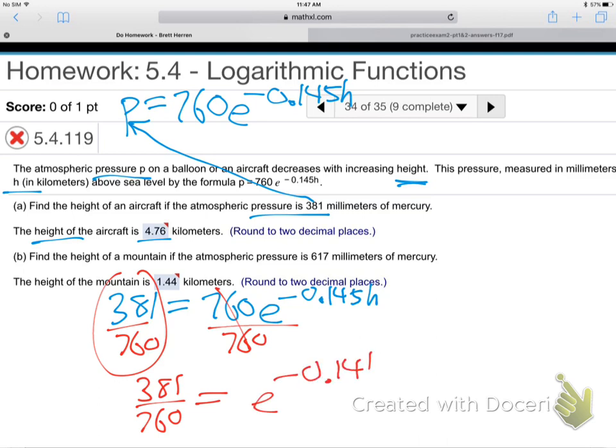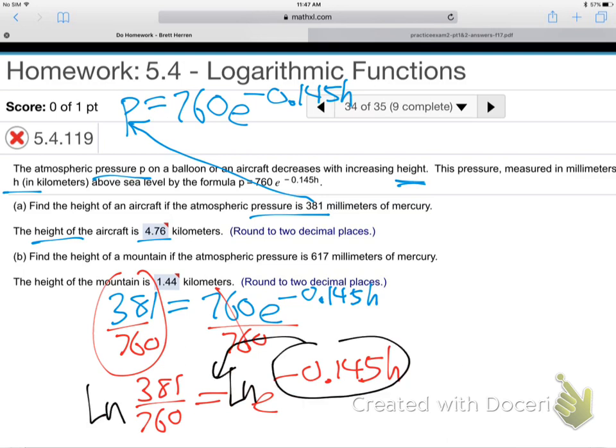And e to the 0.145h, oops, getting kind of sloppy here. Okay, now I got the base alone. There's the base. I got him alone. And now what am I going to do? ln, huh? Because h is in power. Whenever you get the thing in power, that's what brings it down. I want to look back at the graphing then. So just get that alone and divide.